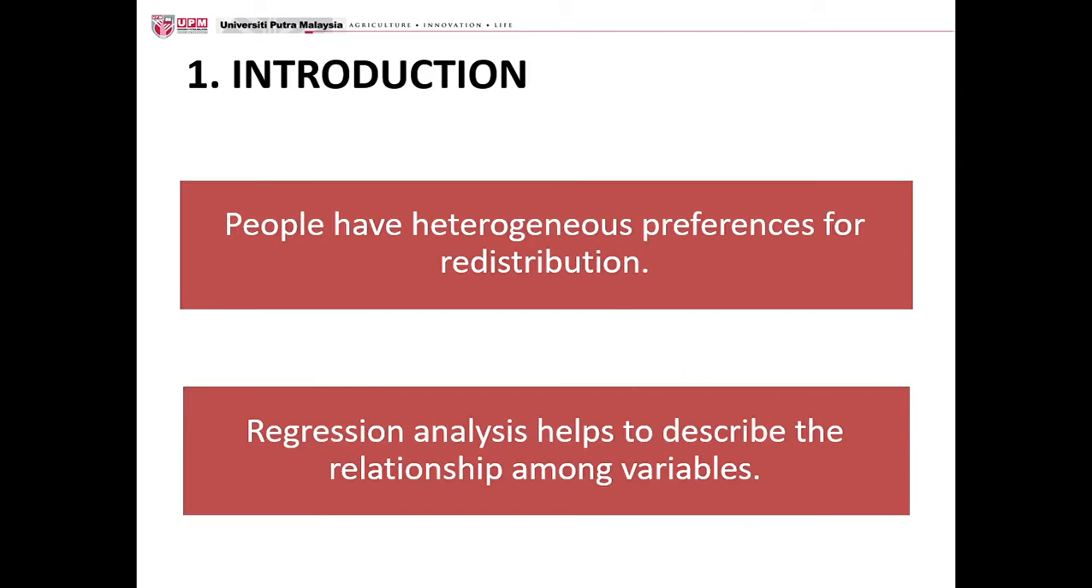For the introduction, we know that people have heterogeneous preferences for redistribution, meaning that we have diverse interests or opinions regarding our political preference. Redistribution of wealth or transfer of income, like charity, divorce, or taxation, is an economic issue, but this variation of interest or preference for redistribution is not clarified by the economic issues.